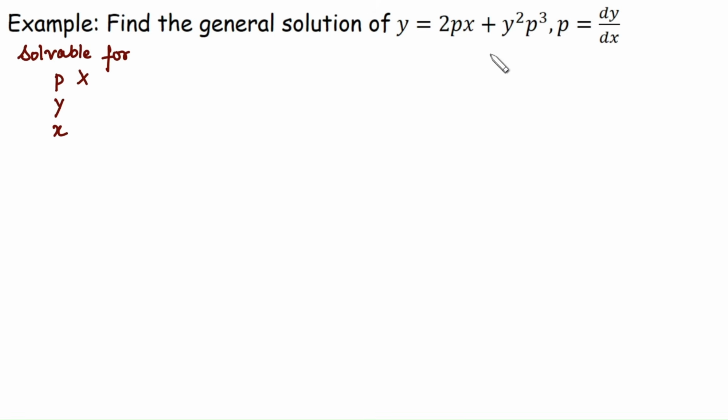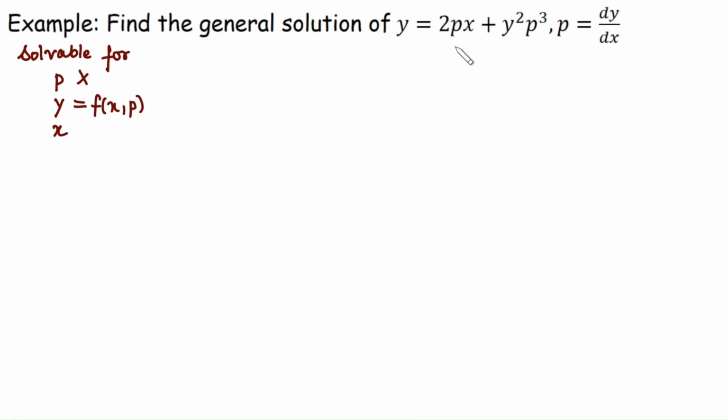Next, check whether this equation is solvable for y. For it to be solvable for y, we should be able to write y as a function of x and p. But here we have the term that contains y square p cube, which involves y square. So solving y explicitly in terms of x and p becomes difficult and leads to a complicated expression. Hence, the method of solvable for y is also not convenient in this case.